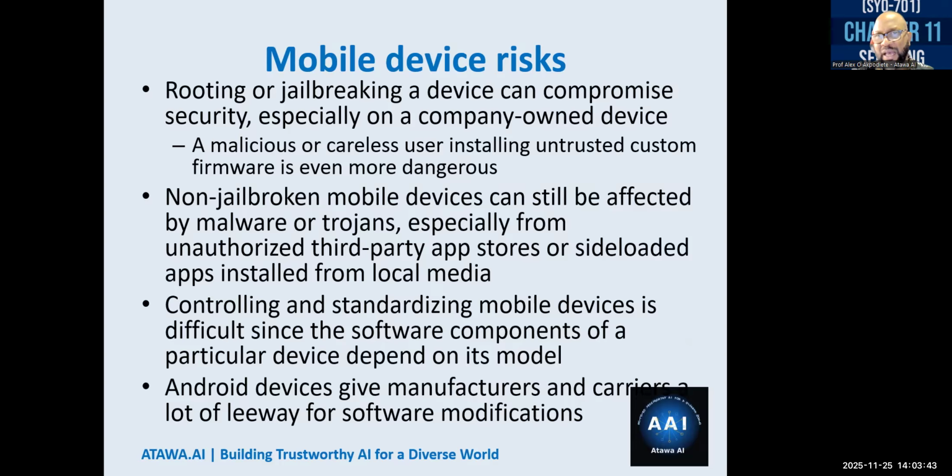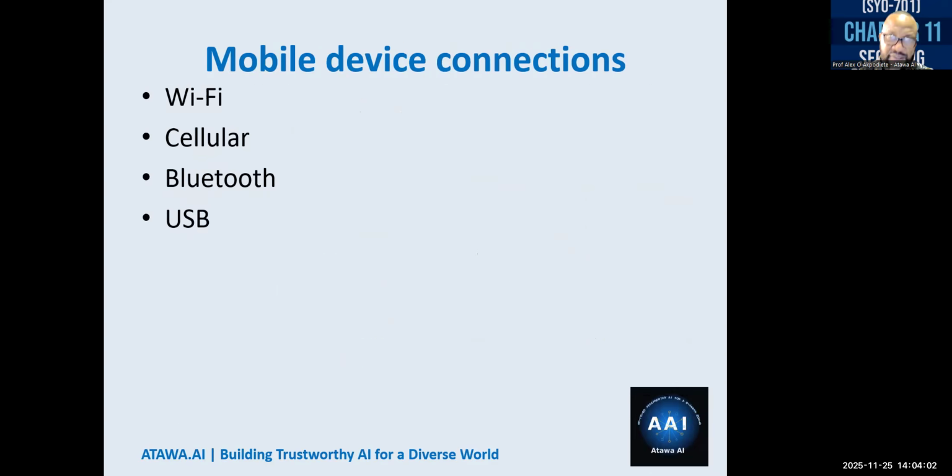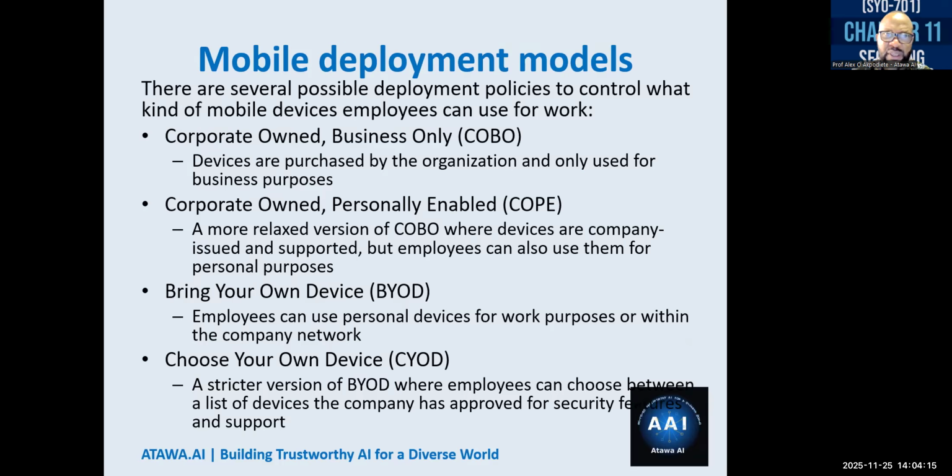There's always a debate whether iPhones as opposed to Android devices are safer. Android devices give the manufacturers and the carriers a lot of leeway for software modification, and you tend to have more software available for Android devices. But both of them should have security enabled. These are the four general ways that mobile devices can connect: Wi-Fi, cellular, Bluetooth, and of course, USB.